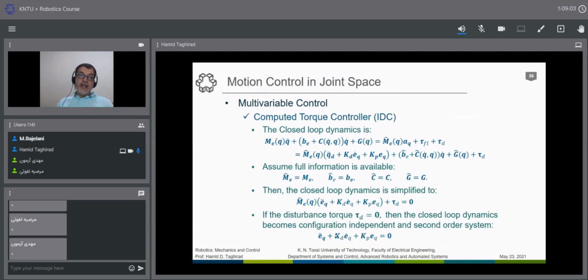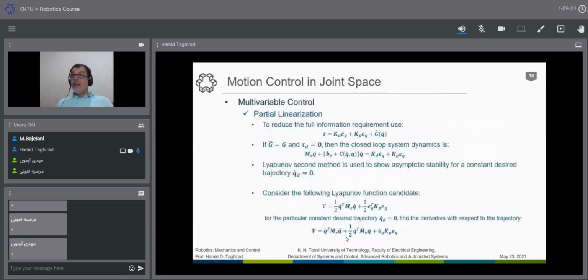And of course, we have some actuator limitation. We cannot increase KP and KD widely. We keep in mind that we have some actuator saturation, and the control effort should remain within the same limits.